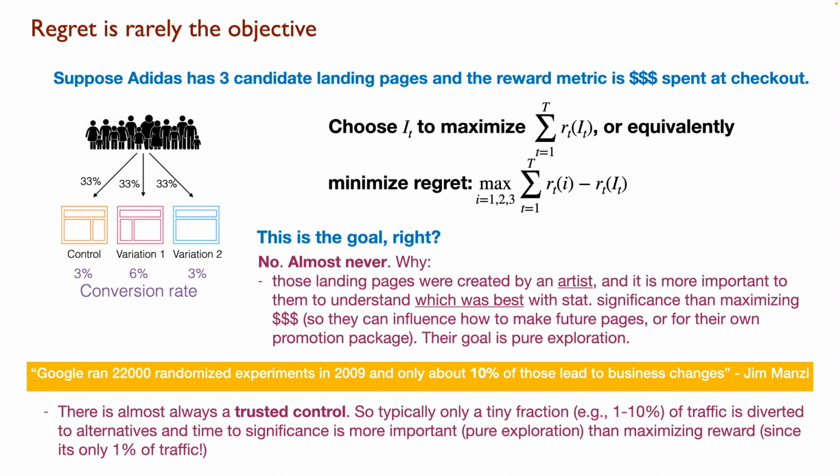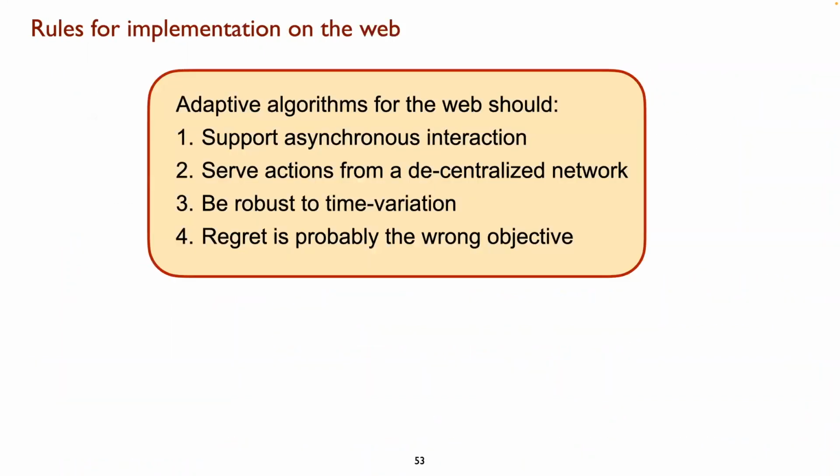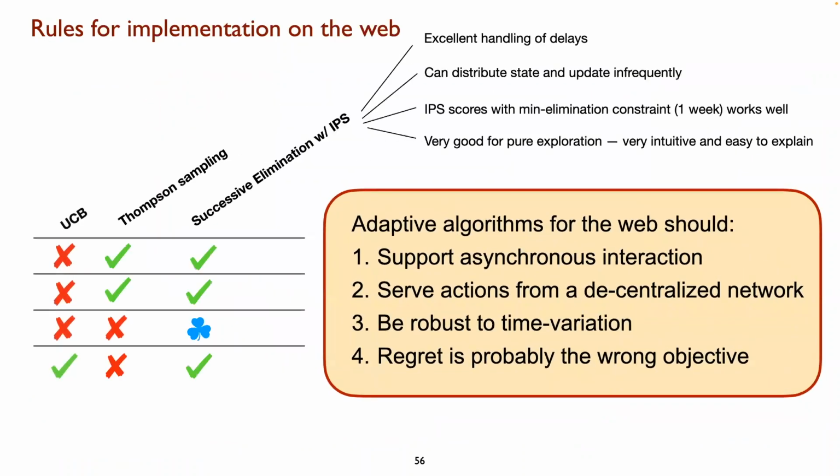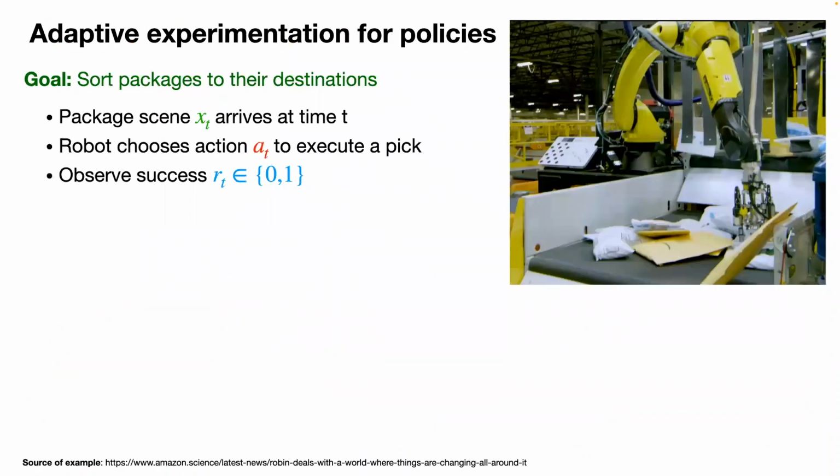And in this sort of regime, you're already going to get small regret because the vast majority of your customers are getting the good control. And so of that 1 to 10% of traffic that you're diverting to do this A/B test, you don't really care about regret. You want to figure out as fast as possible what is the best variation. And this has been true time and time again, even when it comes to robotics.